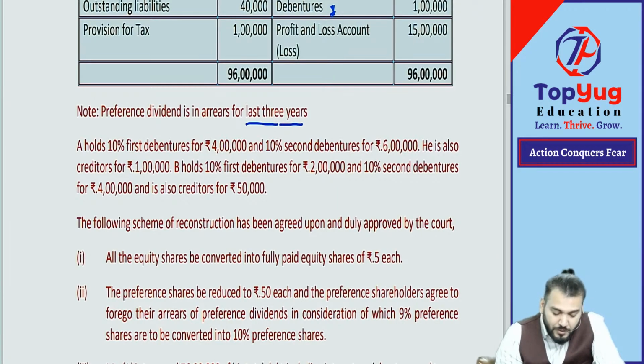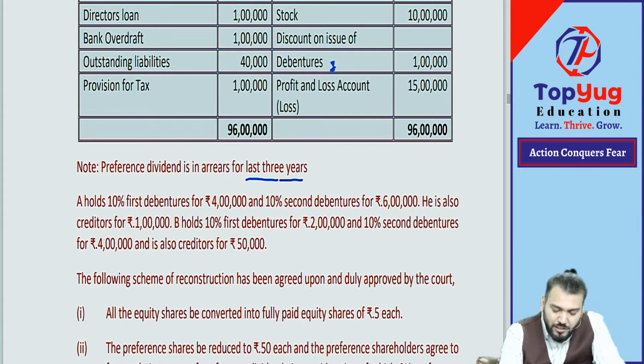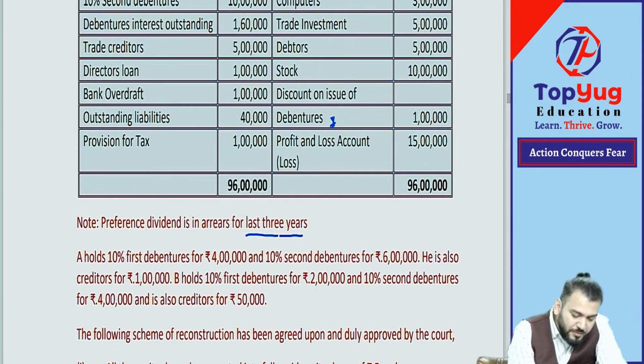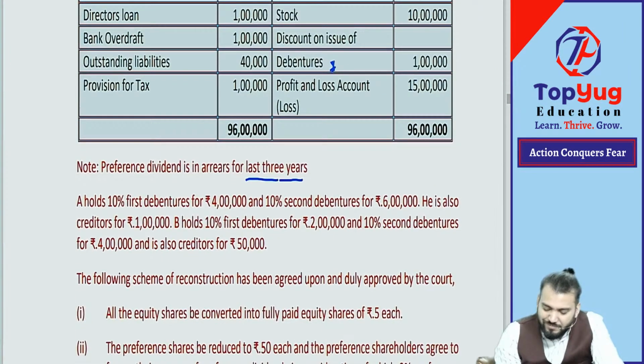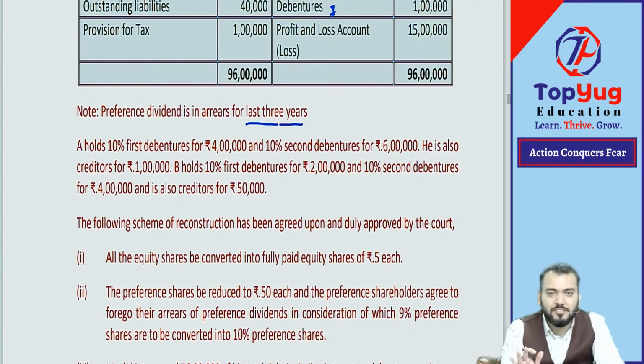Do you know the meaning of first debenture and second debenture? You can see in the balance sheet they have given first debenture and then second debenture. Do you know what is the difference between these two? First debenture will be given priority on payment. If suppose there is a liquidation, the first debenture will be given more priority than second debenture. That is the only difference. However, as per accounting, there is no difference between both.